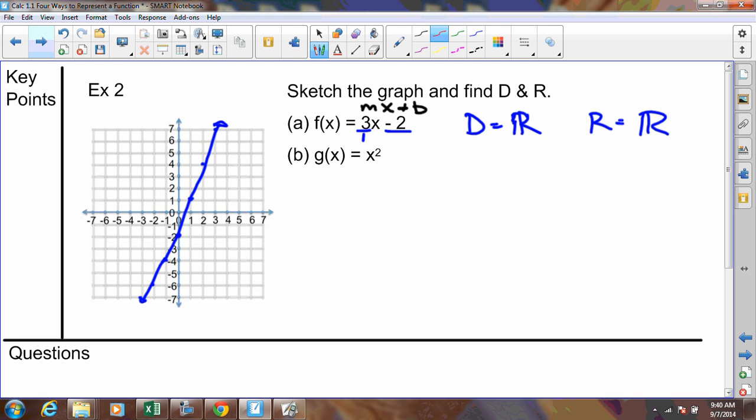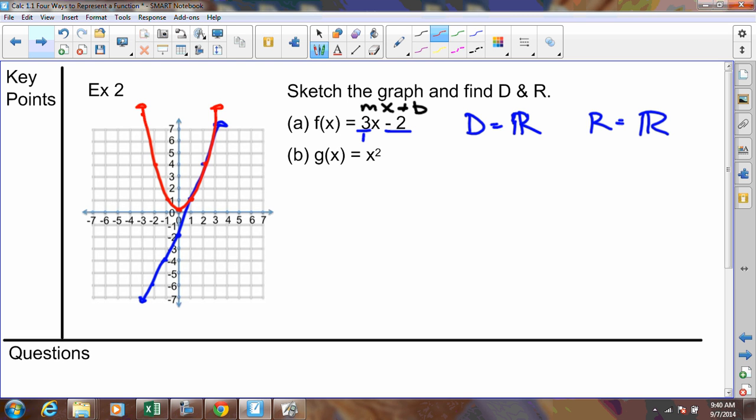Switching to red for problem B, we would have g of x equals x squared. So we'd have 0 squared, 1 squared, 2 squared is 4, 3 squared would be 9, negative 1 squared, negative 2 squared, negative 3 squared. And so when we create the graph, you probably remember x squared creates a parabola.